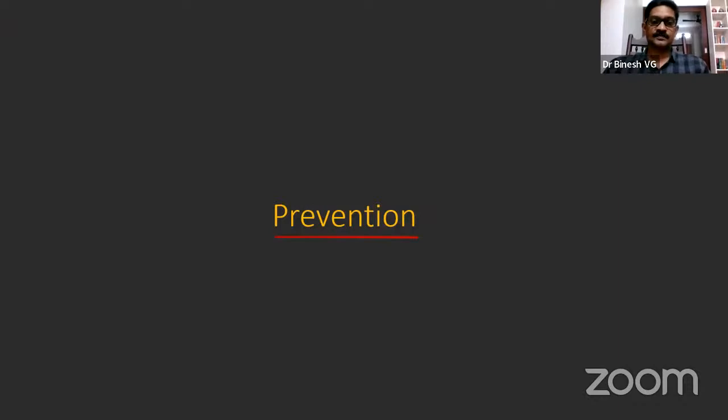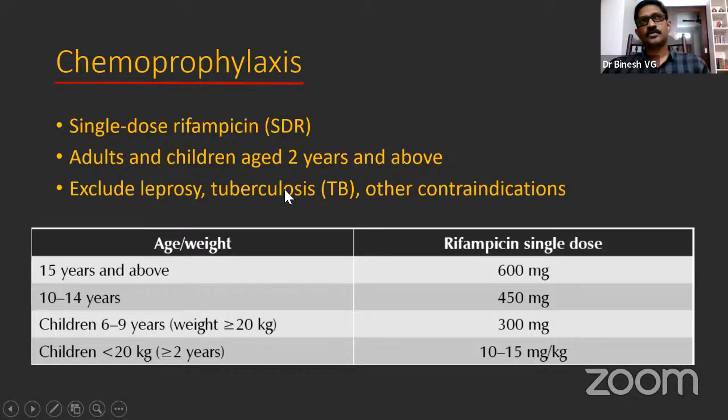Now coming to the prevention of Hansen's disease. There are two methods of preventing Hansen's: one is chemoprophylaxis, the second is vaccines. WHO has advised a single dose of rifampicin. This can be given to the patients and also to the household contacts, and other contacts in the community also. The rifampicin is given as a 600 milligram single dose.